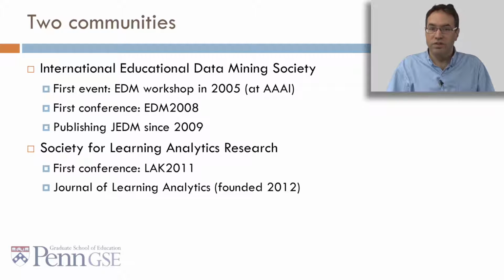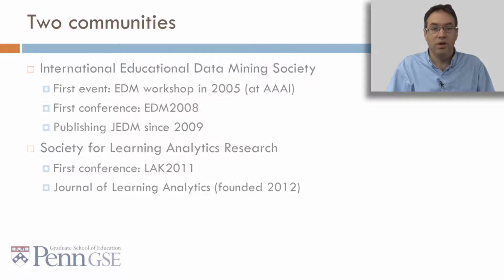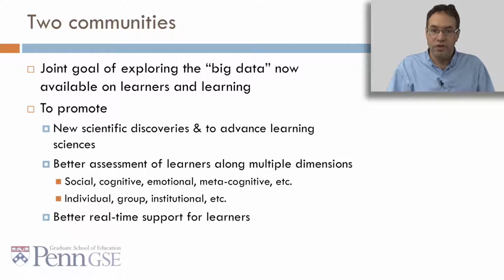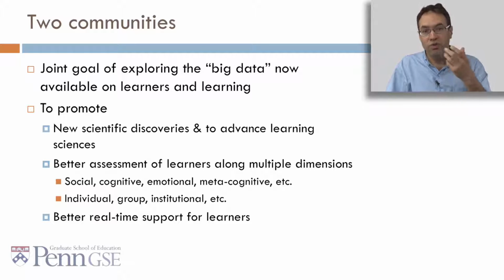And the second is the Society for Learning Analytics Research, which has been having conferences since 2011 and founded its journal in 2012. These two communities have a joint goal of exploring the big data now available on learners and learning, to promote new scientific discoveries and advance the science of learning, to promote better assessment of learners along multiple dimensions, not just what do students know, but also their cognitive, social, emotional, metacognitive dimensions, and also not just looking at individuals, but looking at groups, institutions. And finally, to do all of this, to provide better real-time support for learners.